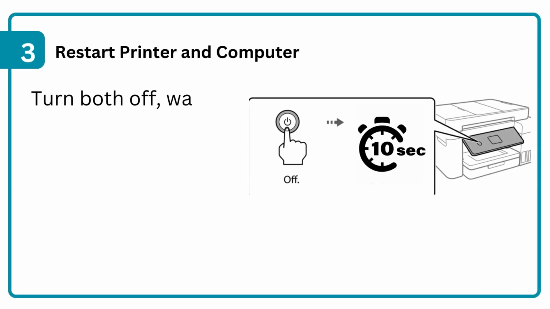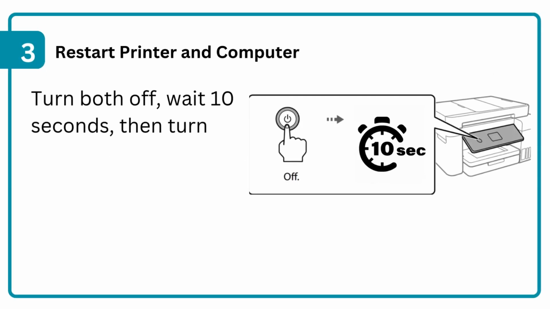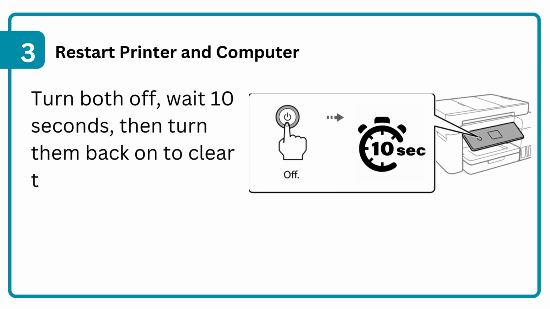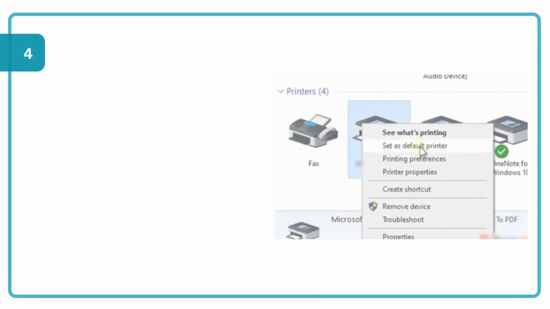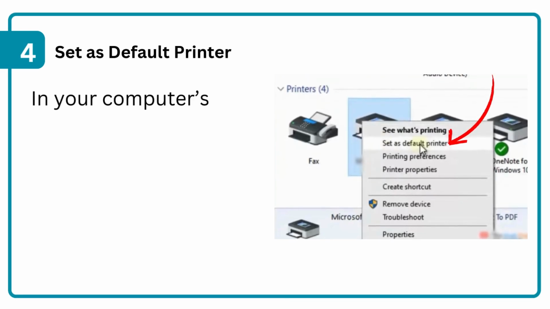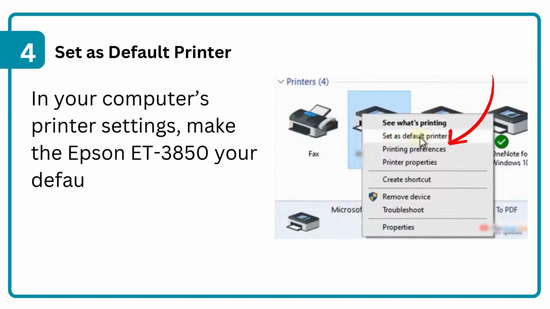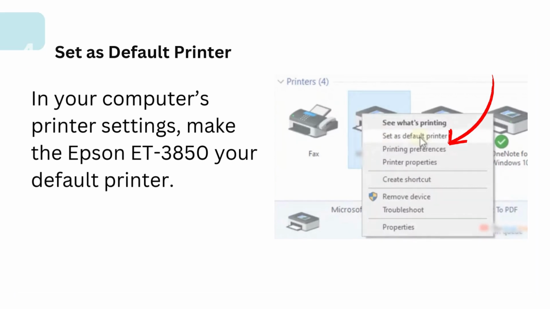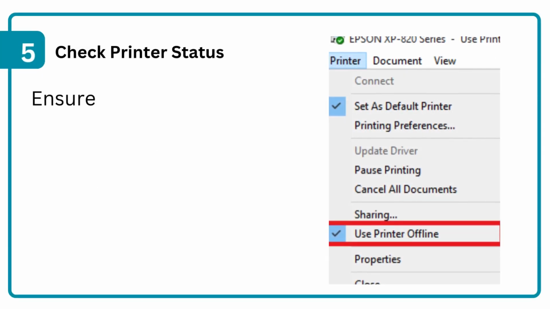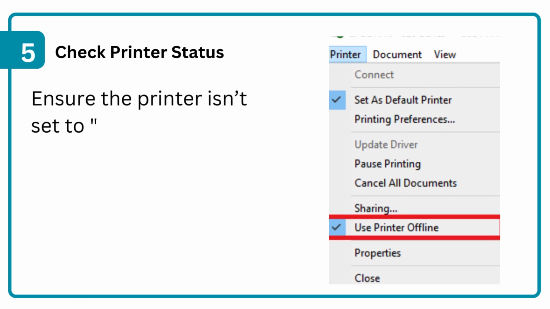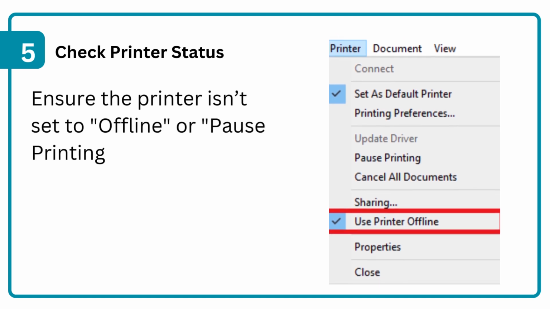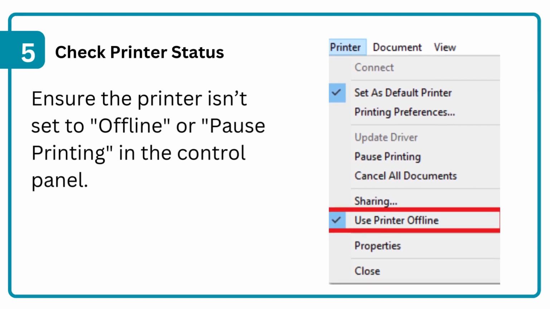3. Restart printer and computer. Turn both off, wait 10 seconds, then turn them back on to clear temporary glitches. 4. Set as default printer. In your computer's printer settings, make the Epson ET3850 your default printer. 5. Check printer status. Ensure the printer isn't set to offline or pause printing in the control panel.